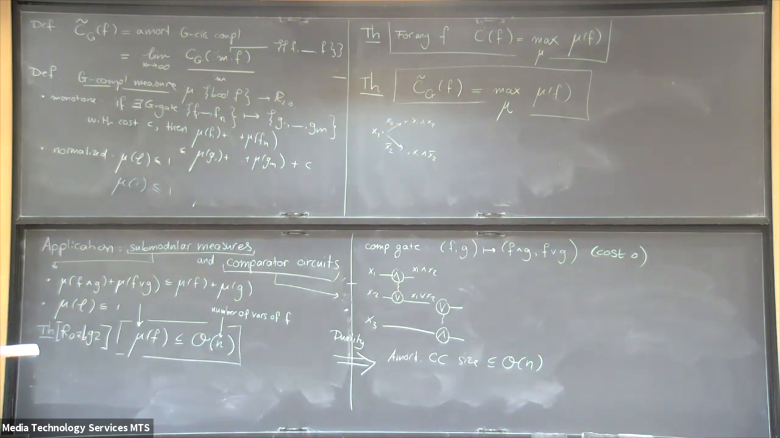So the amortized cost is linear in the number of variables. But you may need a double exponential number of functions to see this cost savings. Right.